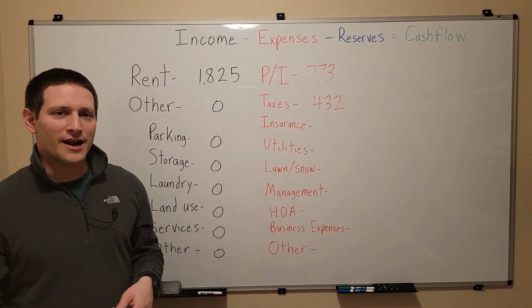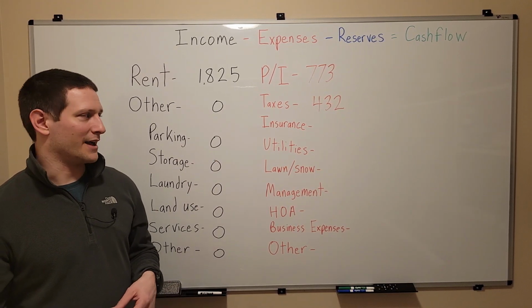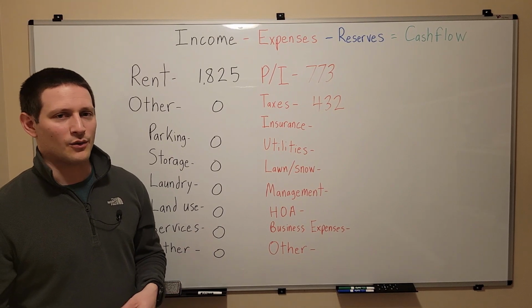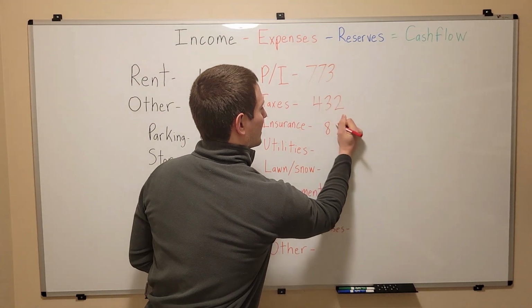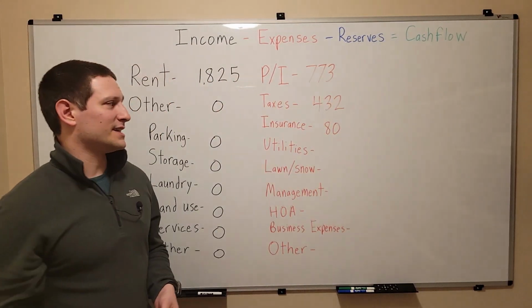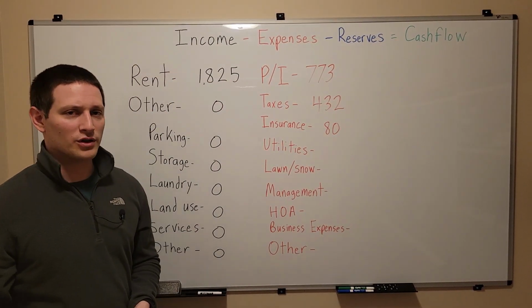So in our case, we had another 3-bed home nearby. The insurance was $915 a year. We assume about a 5% increase every year. So we estimated that this would be about $80 a month. So that's your PITI. Those are going to be your big expenses, but it's important to look at everything else that could also be expenses.